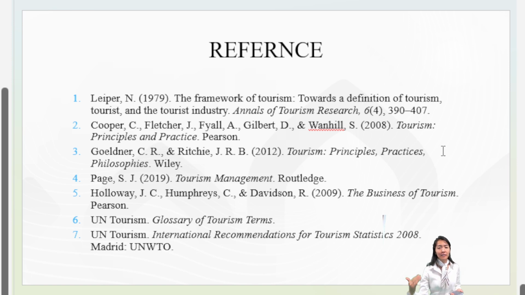Now, the references. Today's lecture references: you can read additional readings from this list of references. It's very important to understand them to do the seminar tasks.